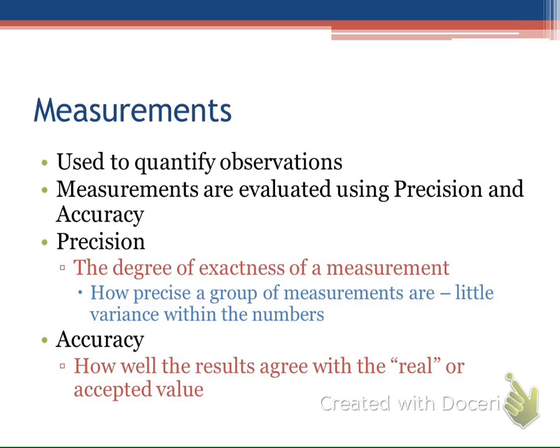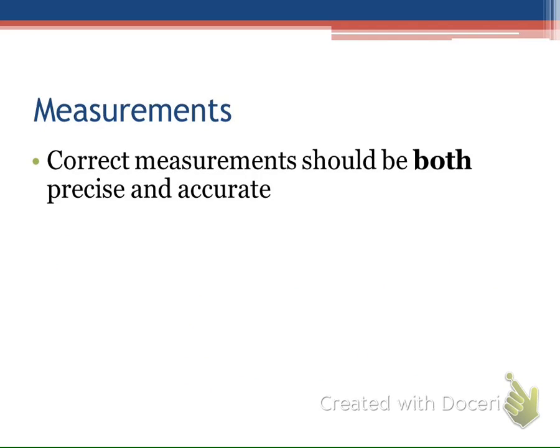Accuracy tells us how close they are to the actual. How well your results agree with the actual measurement. That's your trick for remembering that. Accuracy is close to actual. Precise is how close together they are. If we want to have really great measurements, we need them to be both accurate and precise. Okay, we want them really close together, and we want them really close to the actual value. That would be ideal, right?